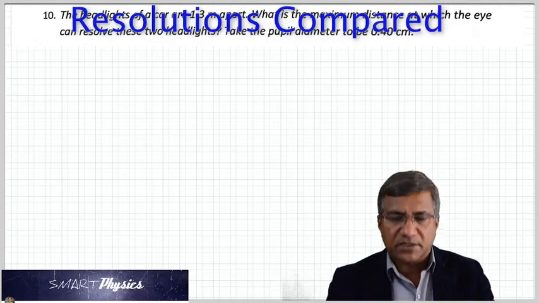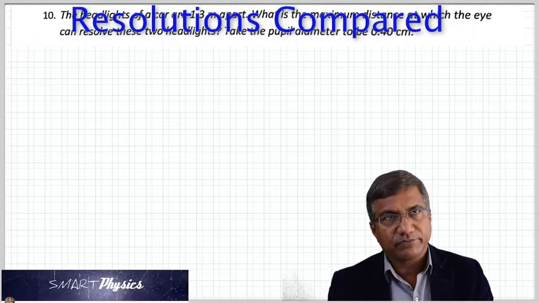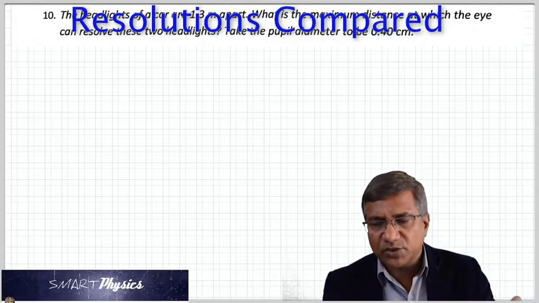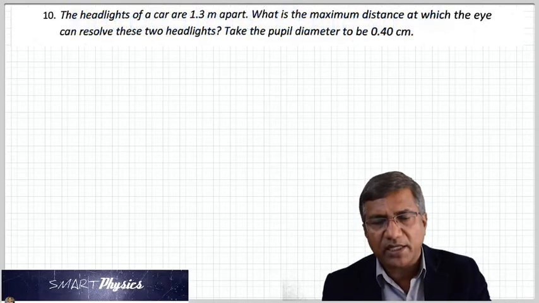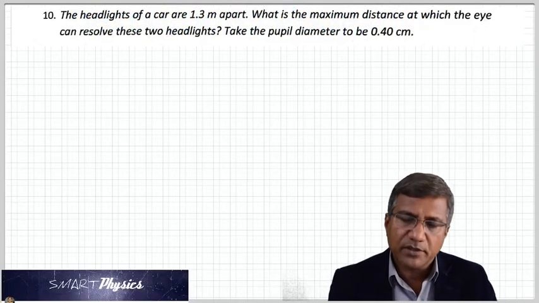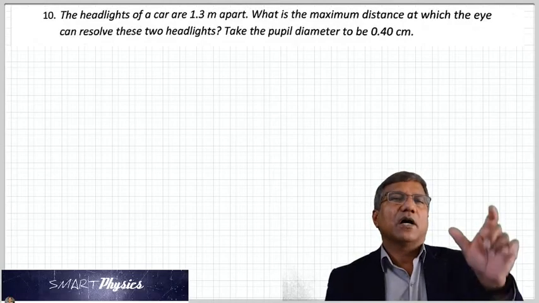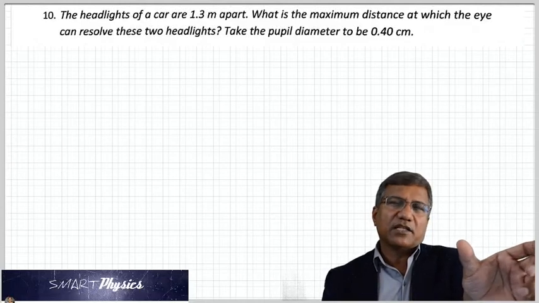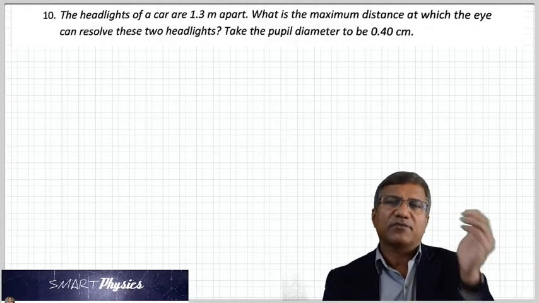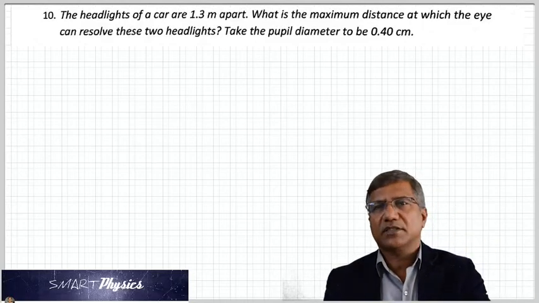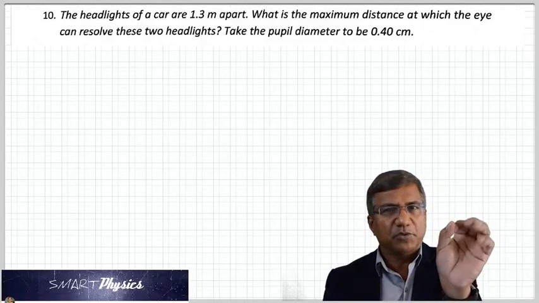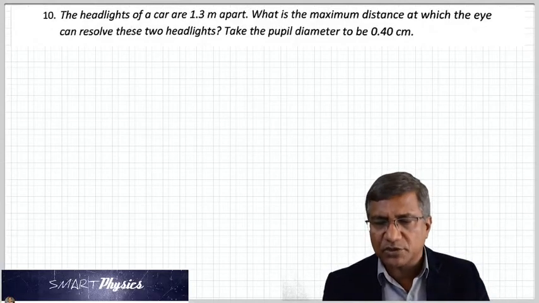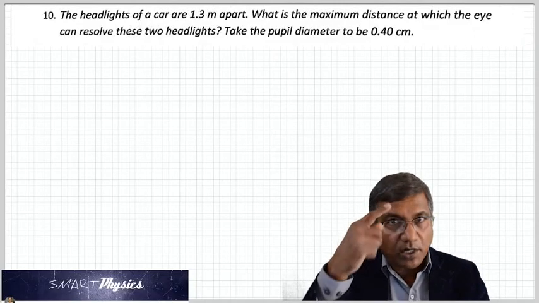But here's a simple question. The headlights of a car are far apart, 1.3 meter apart. The question is, what is the maximum distance at which the eye can resolve these two headlights? How far away could you be to think that these two headlights were one? If you keep going further and further behind, from one particular distance, for sure the two headlights will appear to be one. So that's the distance we're looking for. Take the pupil diameter to be 0.40 centimeter. That's about your eye.